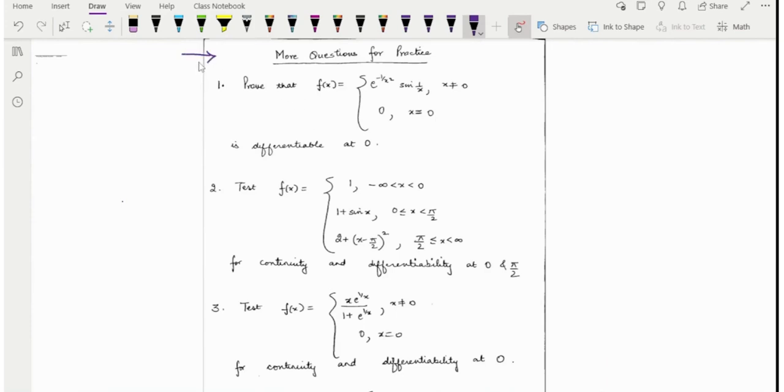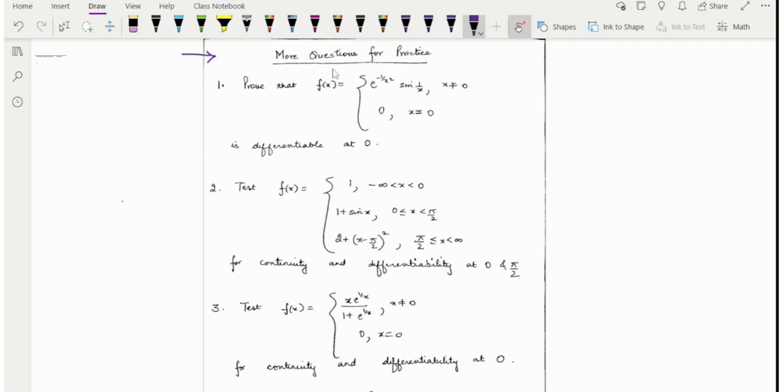In this video we are going to continue practicing problems on differentiation. Let us look at the first question. I'm going to give you a hint through all these questions and leave the details to you, because we have already learned how to check continuity and differentiability of functions in the previous two videos.